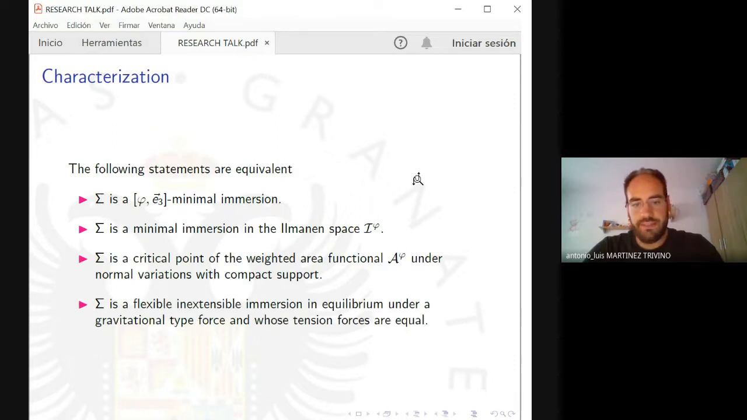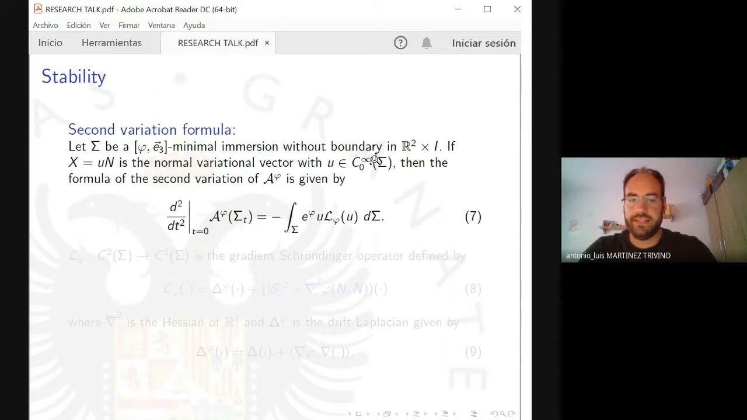and sigma is a flexible inextensible immersion in equilibrium under a gravitational type force and whose tension forces are equal. Okay? Next, I will introduce the definition of stability.